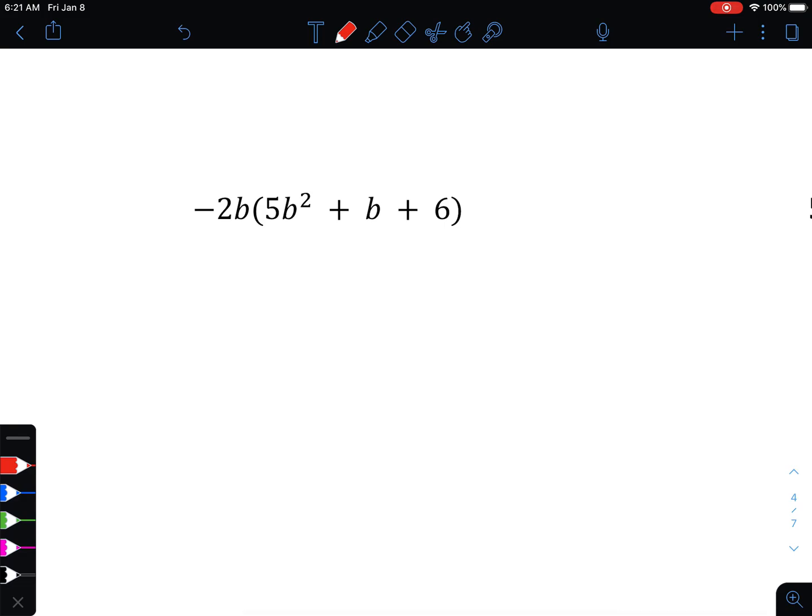In the next example, we've got negative 2b multiplied by, in parentheses, 5b squared plus b plus 6. Same idea. We're going to take this negative 2b, and we're going to multiply it by everything that's inside the parentheses. So you take negative 2b and multiply by 5b squared. First multiply the numbers in front, so negative 2 multiplied by 5 is negative 10. And then b multiplied by b squared, now you've got b to the power of 3.